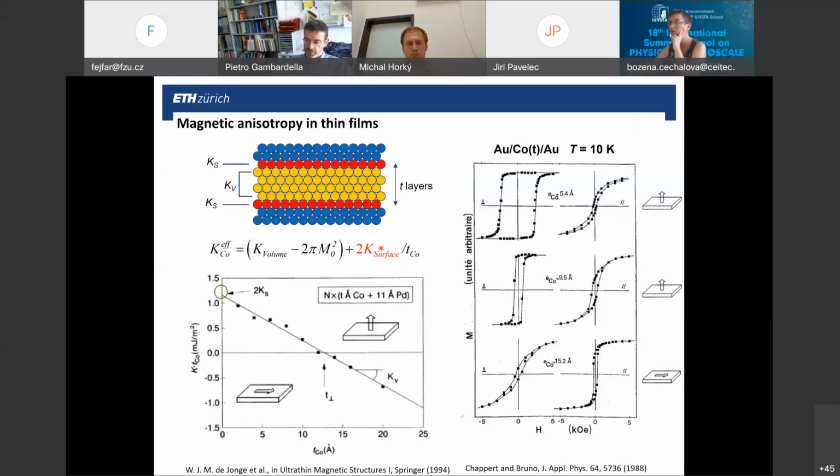If this interface term promotes perpendicular anisotropy, whereas the shape term usually promotes in-plane anisotropy, and this term scales with the volume of the system while the interface term scales with 1 over T, then you typically have a situation where at low thickness, as you see here, a magnetic layer may have perpendicular magnetic anisotropy. This is called PMA. At high thickness, the dipolar term prevails, and you have a transition to in-plane orientation. And this is quite typical of thin films.